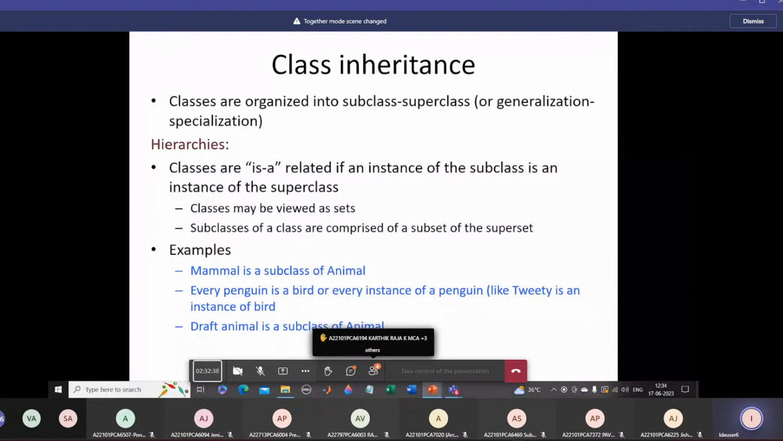And then classes may also be viewed as instances. An example here is mammal is a subclass of animal. Every penguin is a bird. You can say every instance of a penguin is an instance of a bird.